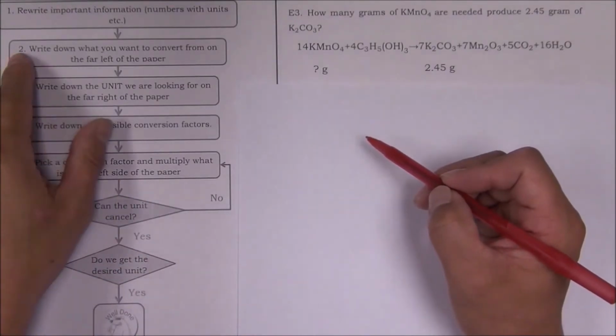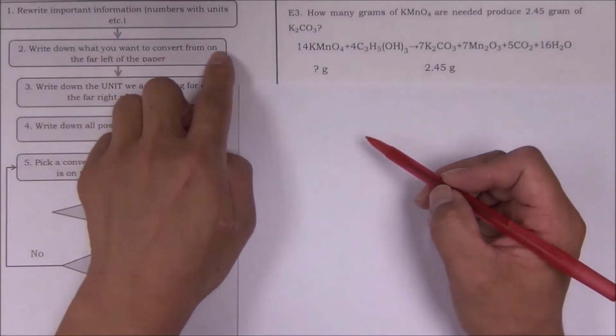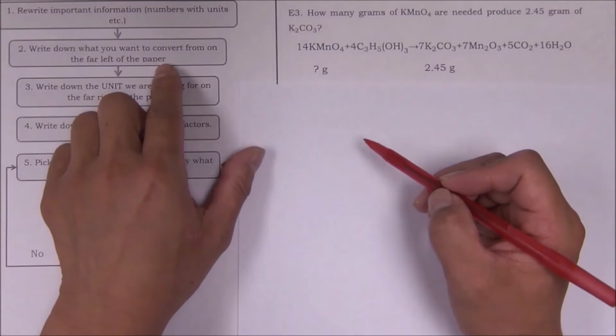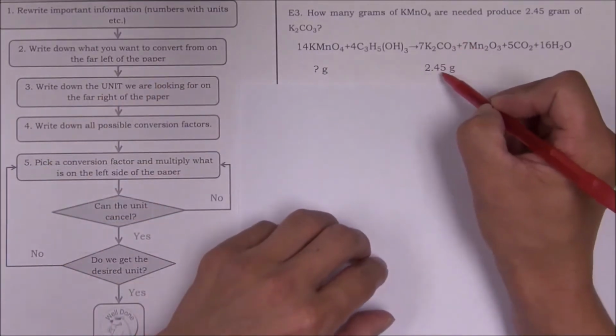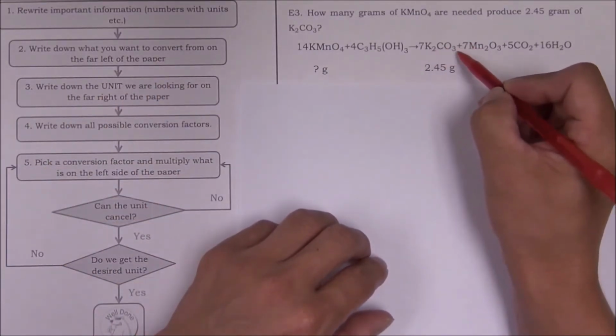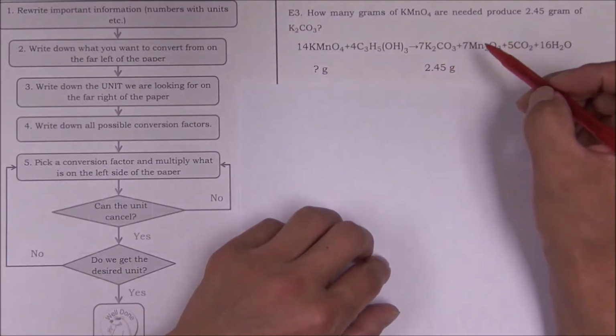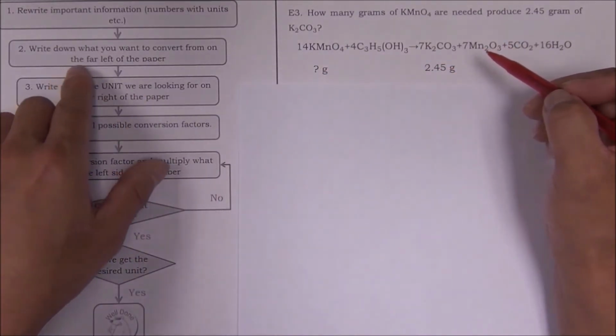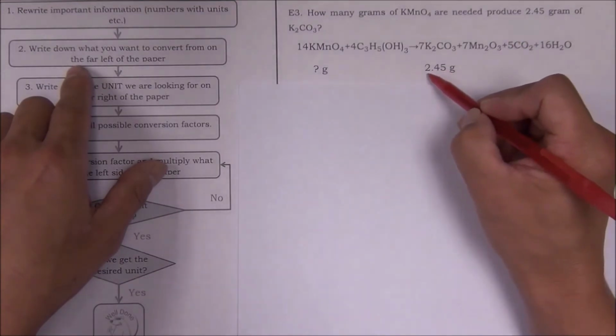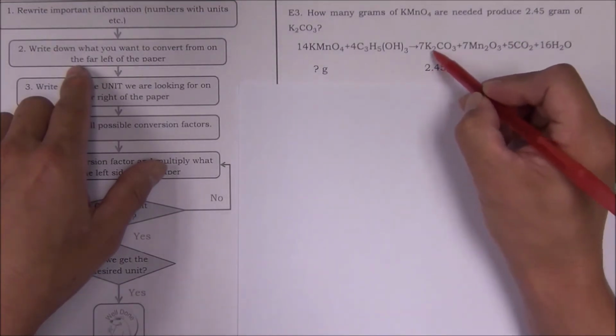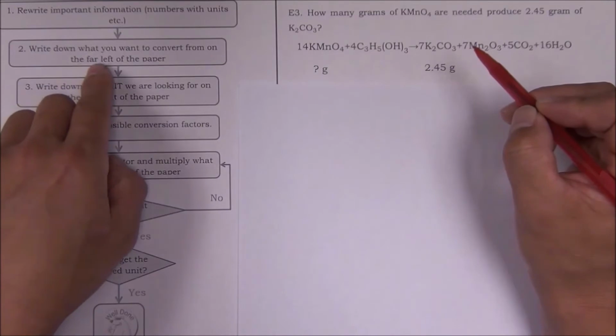Step 2. Put down what you want to convert from on the far left of the paper. We want to convert 2.45 gram potassium carbonate into gram potassium permanganate. According to the instructions on the flowchart, we need to put down 2.45 gram potassium carbonate on the far left of the paper.